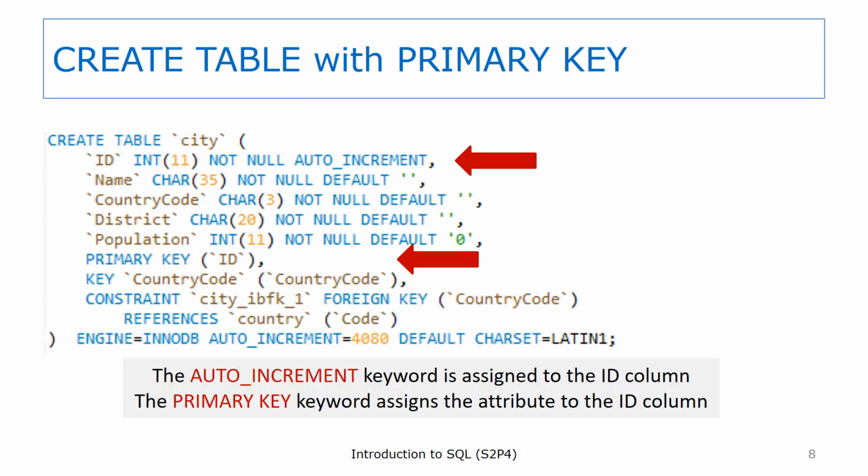The corresponding create table statement for the city table is shown here. The auto-increment and primary key keywords are pointed to. Note that you define the columns first, then you add the primary key attribute.